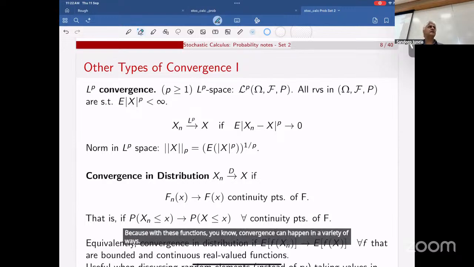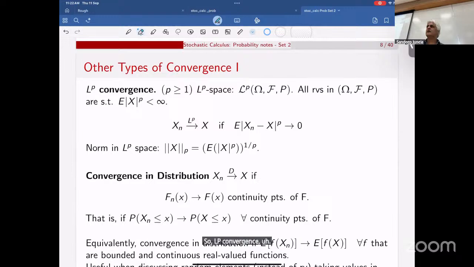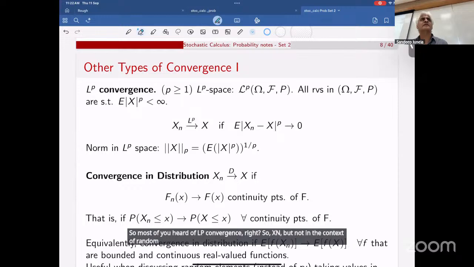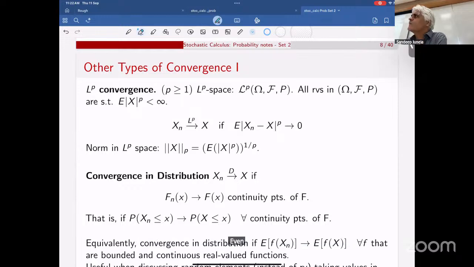So L^p convergence, how many of you have seen this in some form somewhere? Most of you heard of L^p convergence, right? But not in the context of random variables, or even in this context? Even in this context. But that was not probability then, right? Not in the random variable setting.